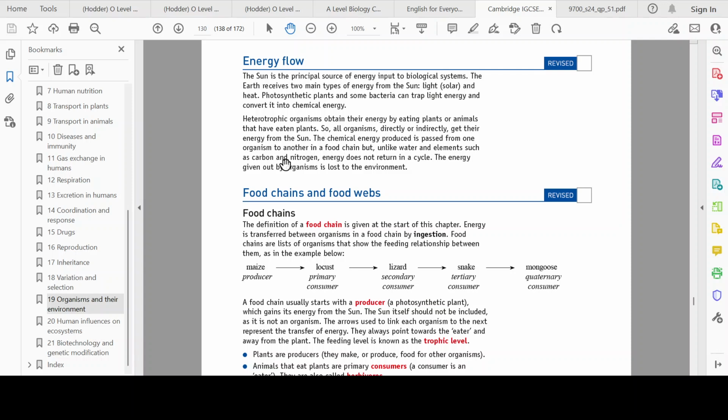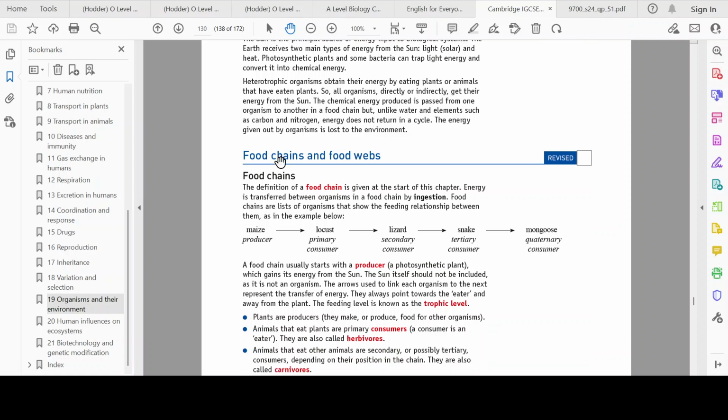And unlike water and elements such as carbon and nitrogen, energy does not return in a cycle, right? So carbon cycle or nitrogen cycle and stuff like that, it goes in, comes back. Energy, it doesn't go back to the sun, right? Now we know that energy is neither created nor destroyed, it's converted. And so that energy from the sun is stored as organic molecules, it's transferred. A lot of it is lost, right? And so the actual amount of energy transferred from one trophic level to the next is lower, right?